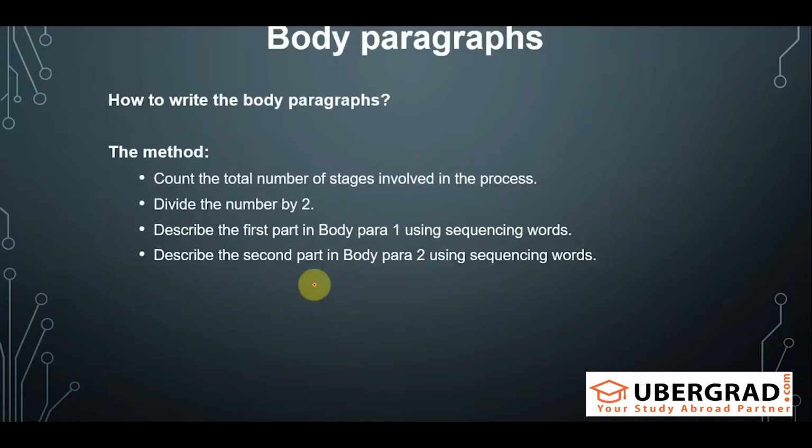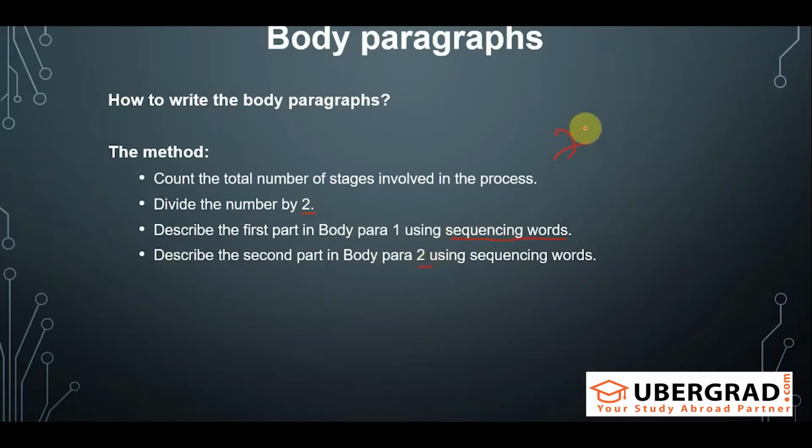Right? Now, how to write the body paragraphs? Count the total number of stages involved divided by 3. Describe the first part in body para 1 using sequencing words. So sequencing words, the words that we just saw. Next, after that, before, or those words. Describe the second part in the second body para.